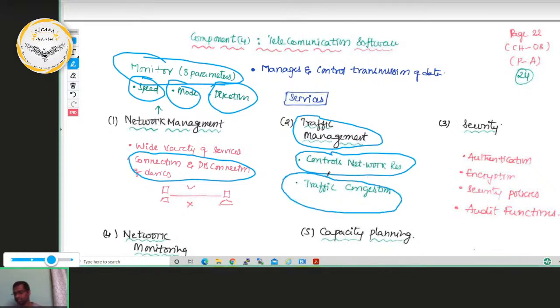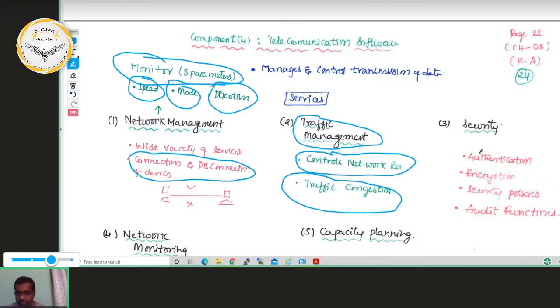What do you mean by traffic congestion? It will not allow the packets to jam. When multiple senders and receivers are transmitting the data, it may so happen that the packets may get jammed. So this particular component will avoid the traffic jam or traffic congestion. Next one is called security.